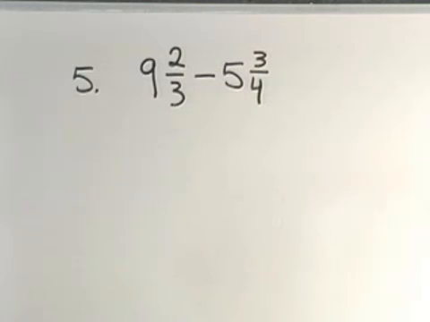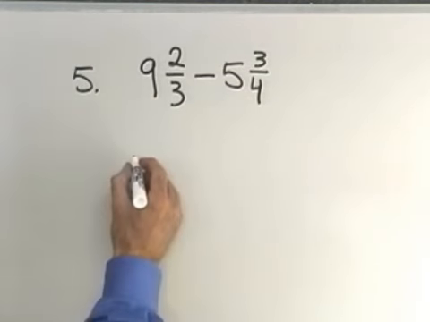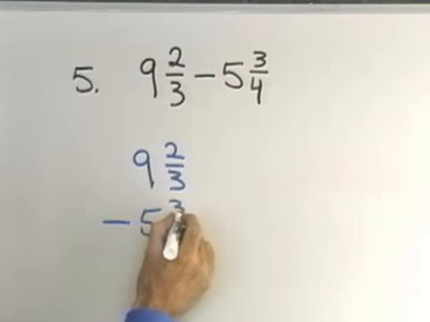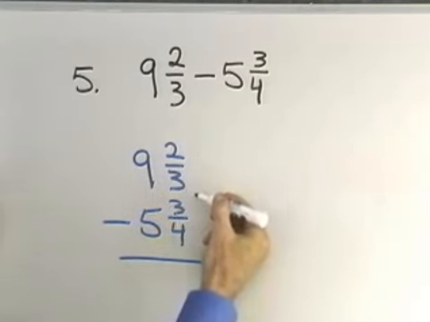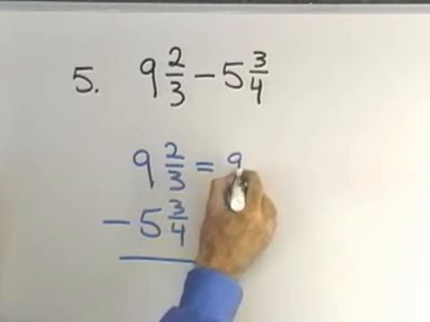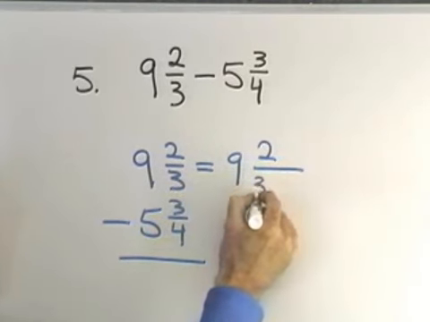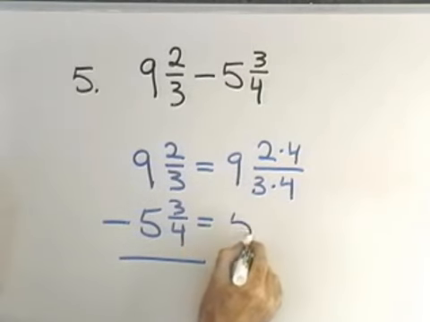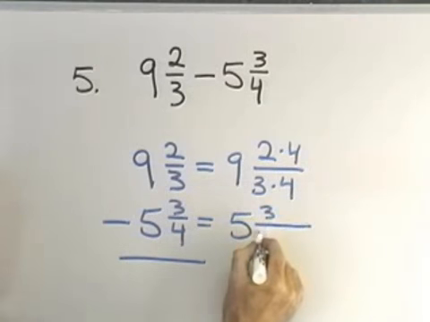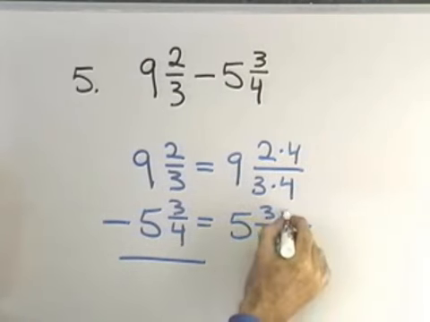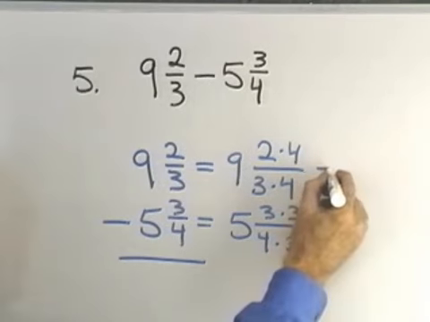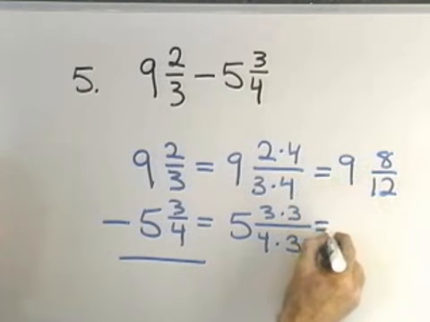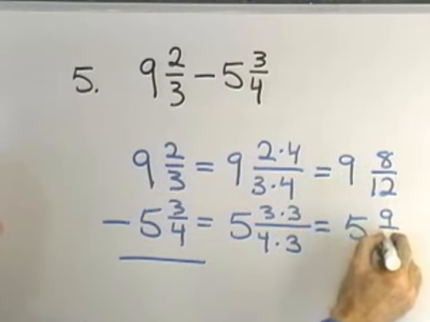9 2/3 subtract 5 3/4. Okay, let's write this vertically. 9 2/3 subtract 5 3/4. Okay, the least common denominator is 12, so I'm going to write this as 9, and I'll multiply 3 by 4 to get 12, so I'll do the same thing to that numerator. This will be 5 and 3/4. I'll multiply that denominator by 3, so the same thing to that numerator. Now I end up here with 9 and 8/12 subtract from that 5 and 9/12.